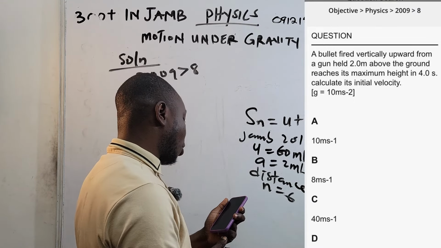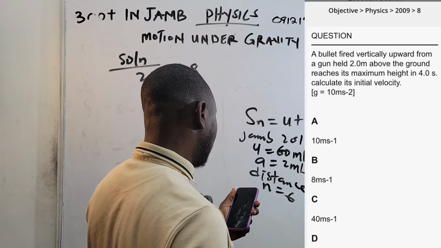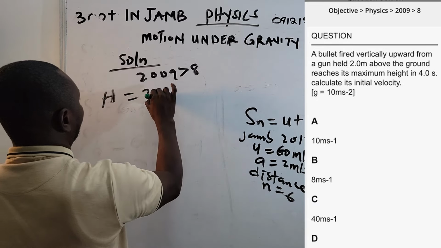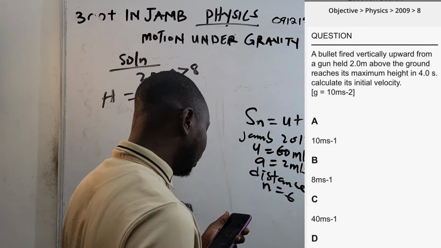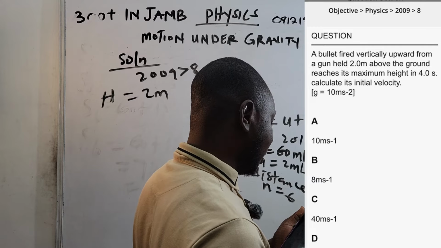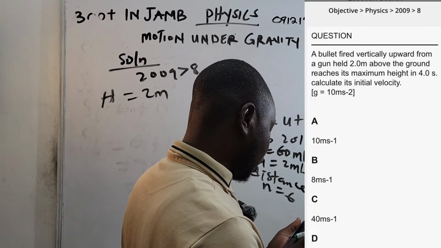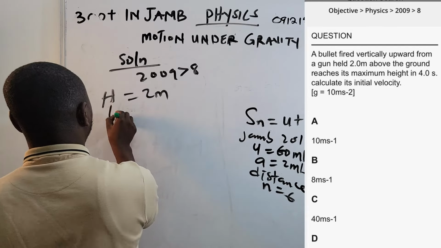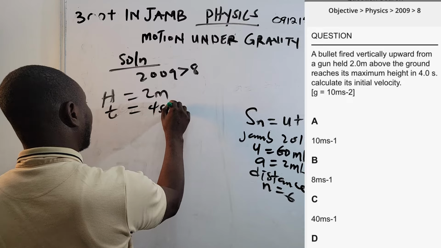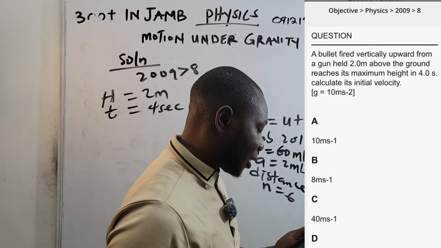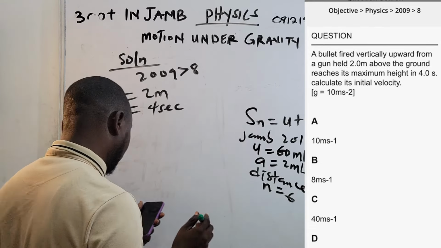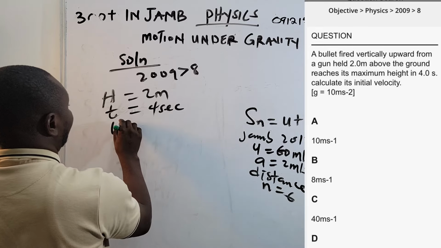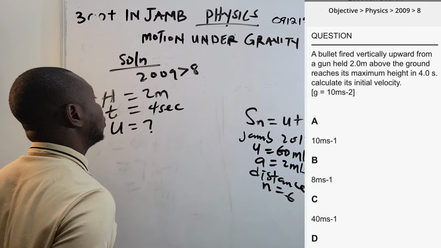A bullet is fired vertically upward from a gun 2 meters above the ground. That means h is 2 meters above the ground. And it reaches the maximum height in 4 seconds. That means t is 4 seconds. Now, they say calculate its initial velocity. That means the initial velocity, u, is unknown.